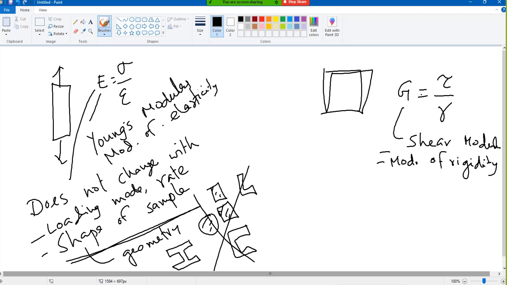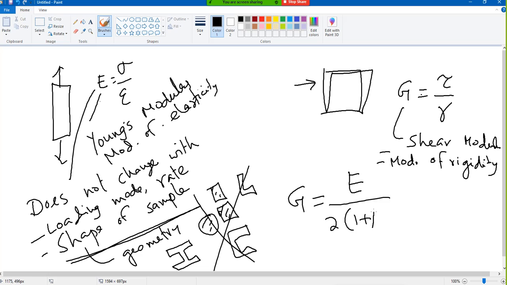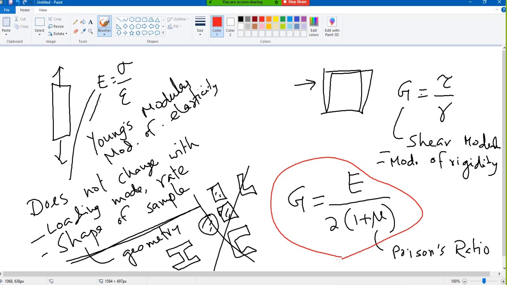Okay, then what is the connection between E and G? Are they equal? No, because this is my shear deformation and this is my axial deformation. It is not the same. The connection is, I forgot, but let me try to memorize: E equals 2G times 1 plus mu. Mu is Poisson ratio. Is it correct? I do not know. I need to check your book, but to the best of my knowledge, it is correct. The connection between G and E is this.